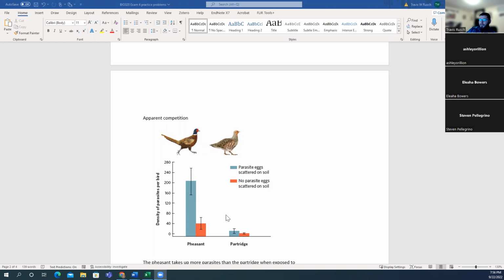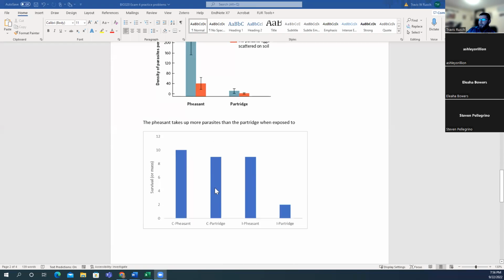So that's pretty obvious. But what they didn't show you, and I just made up these numbers just to show you the trend, is your control pheasant and your control partridge. They measured survival and body mass, so I just combined them. And you see there's no real difference in body mass or survival when there are low levels of parasites. But when you have an infected pheasant versus an infected partridge, the partridge survival drops off drastically and its body mass also drops off.